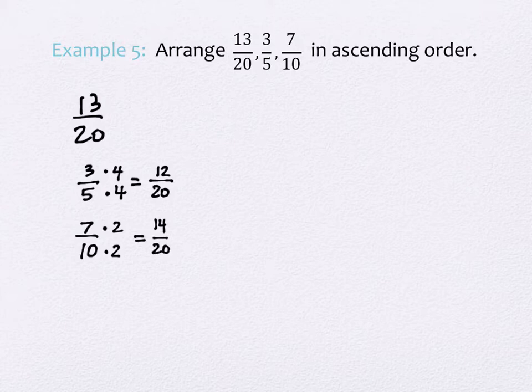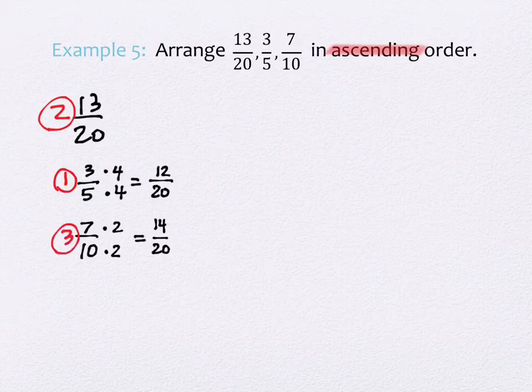This one says ascending order. Ascending means smallest to largest, right? So which of these 3 is the smallest? Yeah, this is the smallest. I'm just going to label it with the number 1. What's next? 13. And last? 14. And, oops, I don't know why I said 4. How about 3?